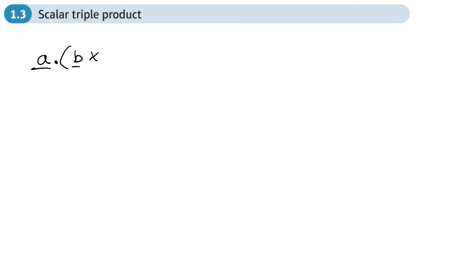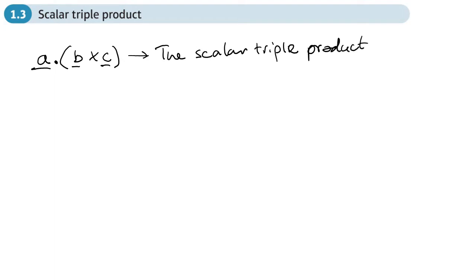Not sure I underline the cross there. I'm going to underline the C. Okay, so this is called the scalar triple product. Now, there's two ways we can work it out. So two methods. One method would be to find B cross C first, and we'd use determinants to do that.